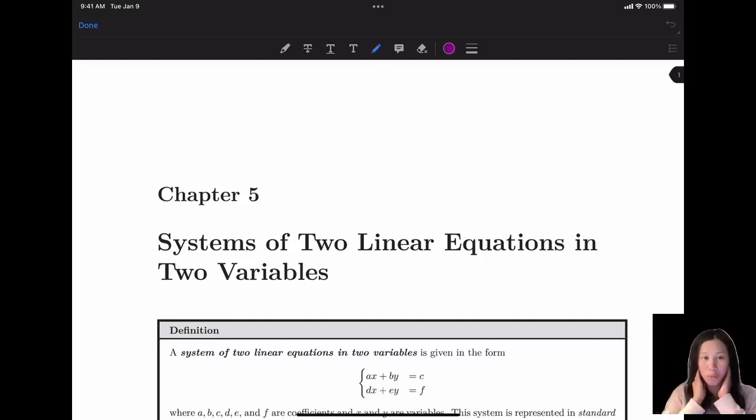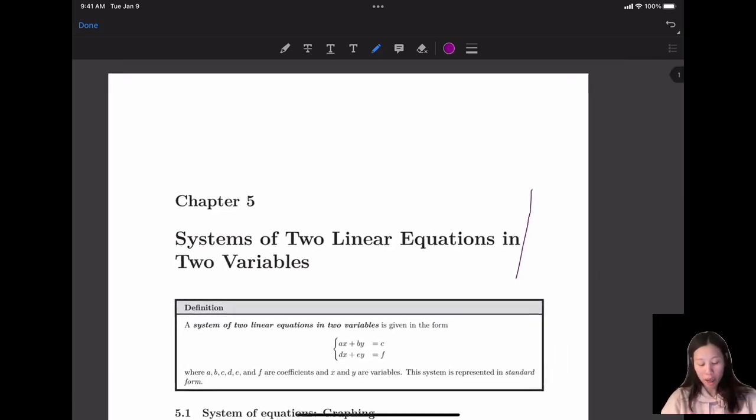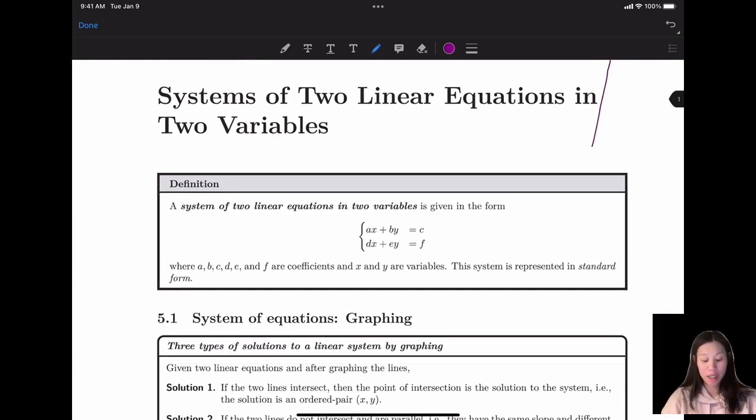Hello, in this video we're going to talk about how to solve a system of two linear equations in two variables. Sounds really complicated, but it's easier than you think. So what is a system of two linear equations?